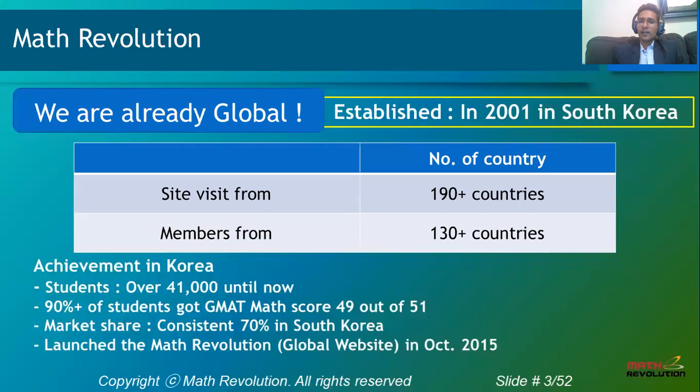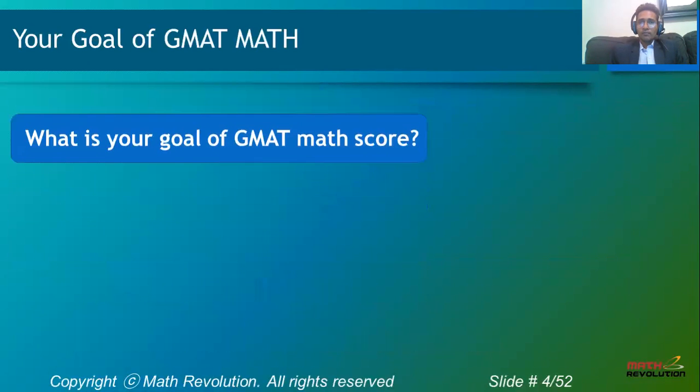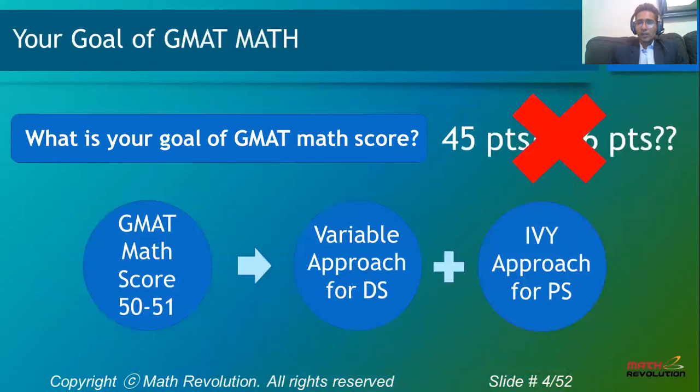90% of our students have scored 49. The dream score is 50-51, but 49 is one of the precise numbers that I always talk about. 90% of students, that holds a huge value. This is one thing I always talk about in my webinar. Your goal of GMAT quant is never a 45 pointer. It's always 49, 50, 51.